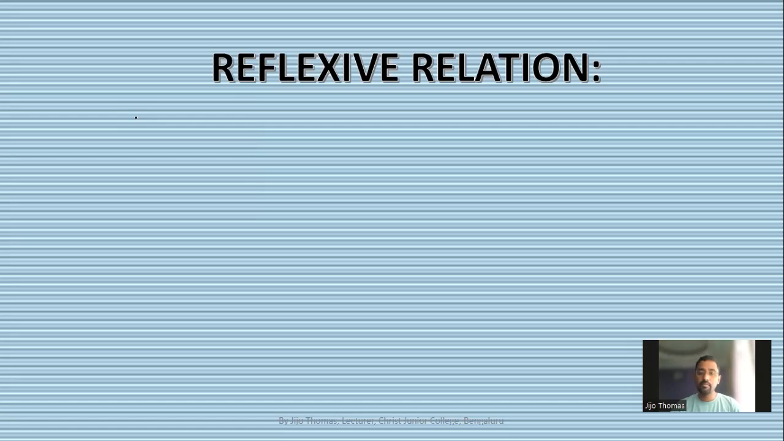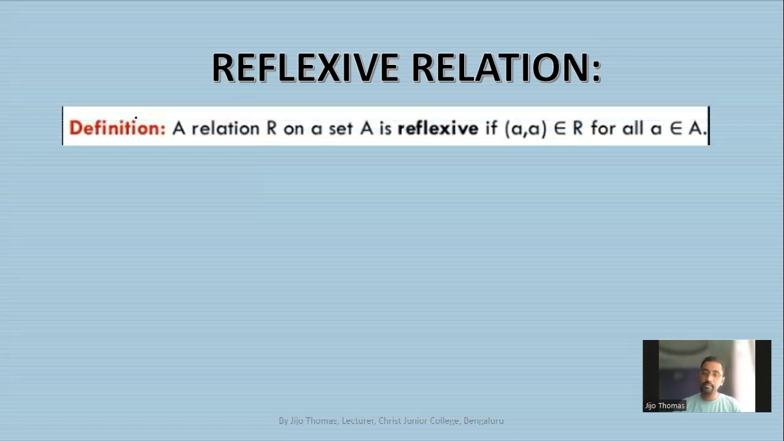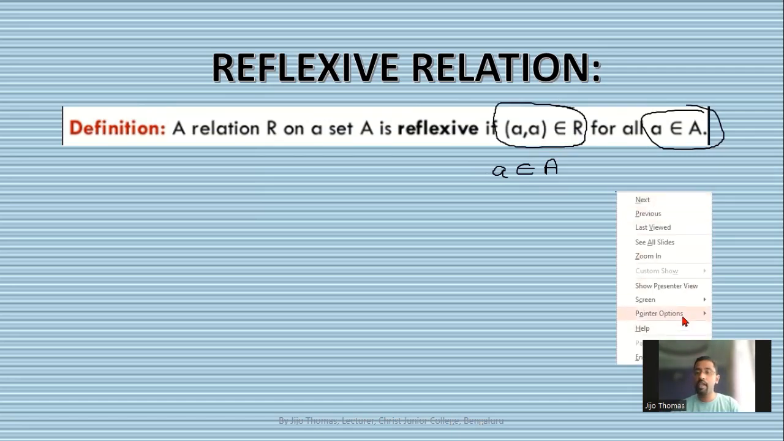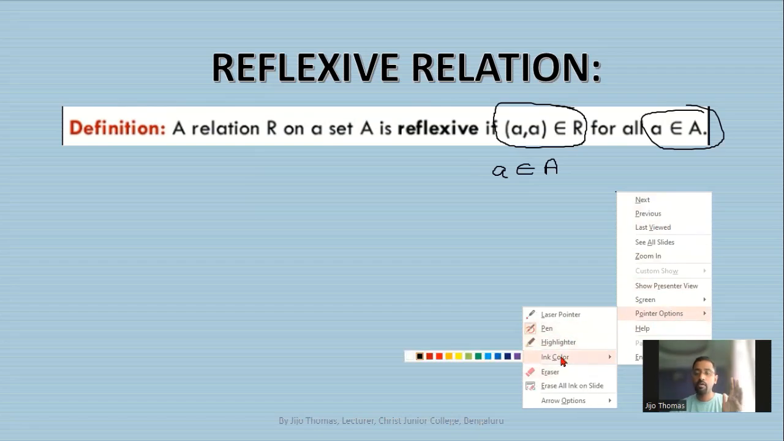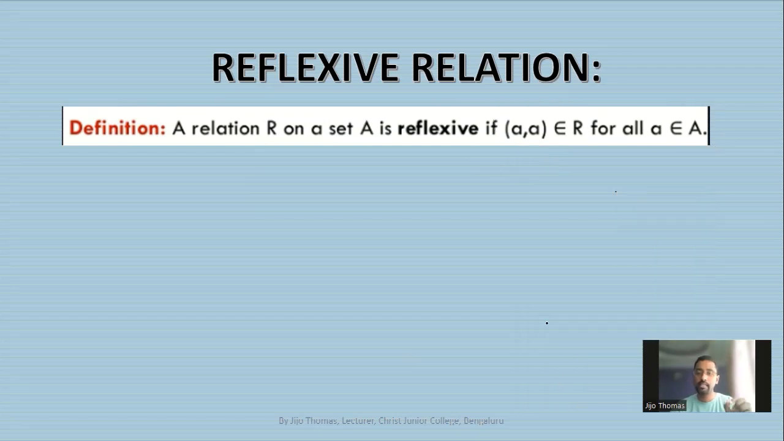Reflexive relation: a relation such that if an element A is there in set A, then in the relation (A, A) should be present. Such a relation is called reflexive. So for every A, (A, A) should be there in R. It can have more elements, but if 1 is there, (1, 1) should be there. If 2 is there, (2, 2) should be there. If 3 is there, (3, 3) should be there in the relation. Such a relation is called a reflexive relation.